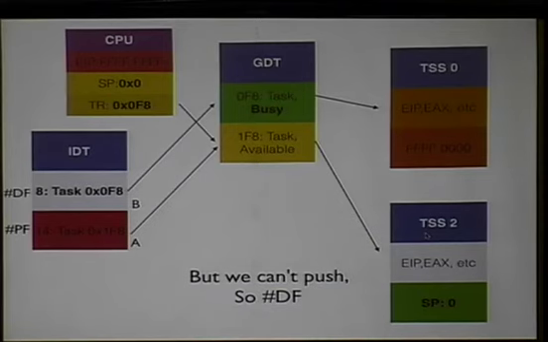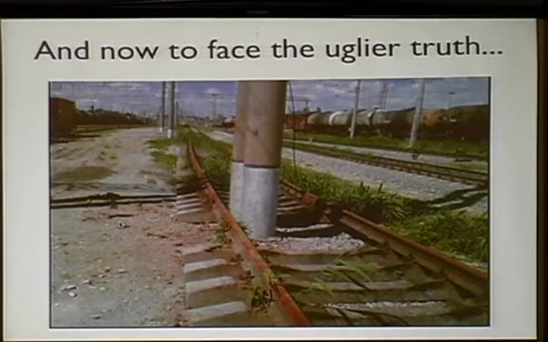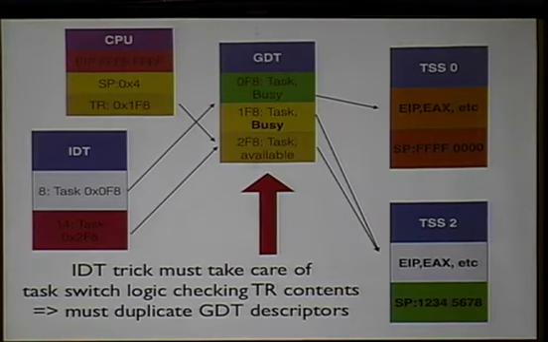And now it notices, oh well, the stack pointer that we just loaded is zero. So we can't do this. So let's do a double fault. Load a new state, which is just another tick in our clock. And now we have yet another issue. Remember that if we have two double faults in a row, the Intel CPU kind of goes maniac and shoots down the entire system. So we have to make sure that we never take two double faults in a row.